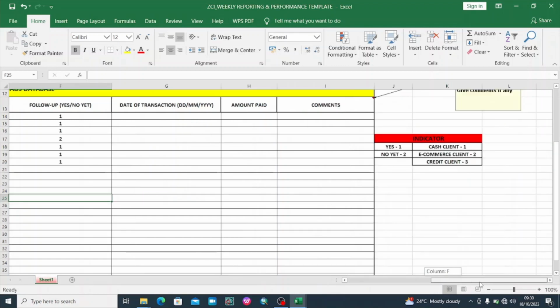So that is why we said, instead of writing alphabetically, put numeric data there, 1 and 2. So let's go to the second one, which is client category. If the person you're bringing, your potential client, is a cash client, you put 1 there. If they are e-commerce, you put 2. If they are credit client, you put 3. I hope that is clear enough.